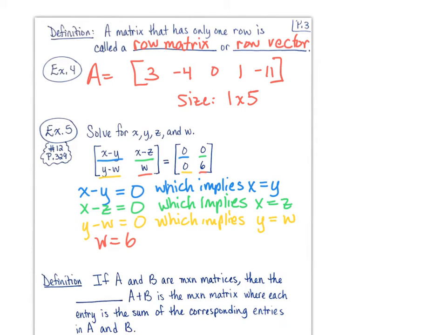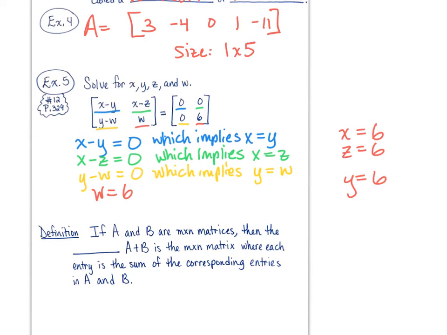So since w is equal to 6, and y equals w, that means y is also equal to 6. Then you have x is equal to y here, so x is also 6. And then you have x is equal to z. But what do you know? x equals 6, so z is equal to 6. That gives us x, y, and z.